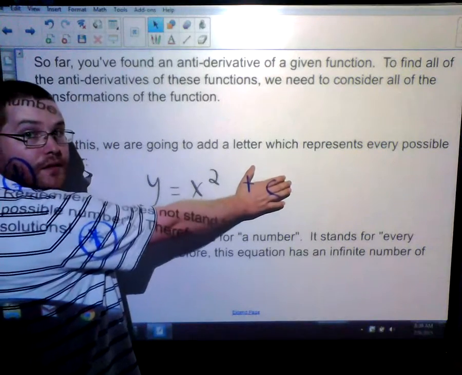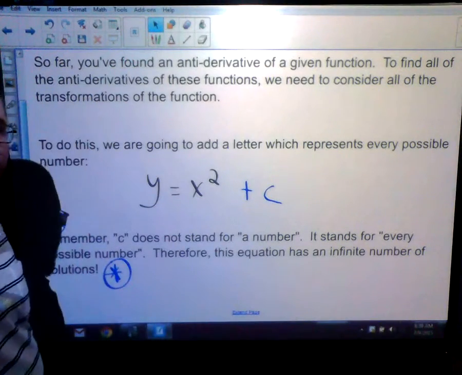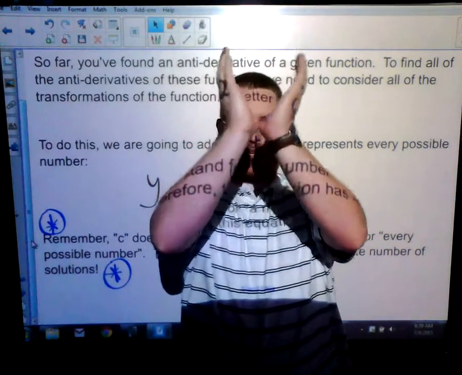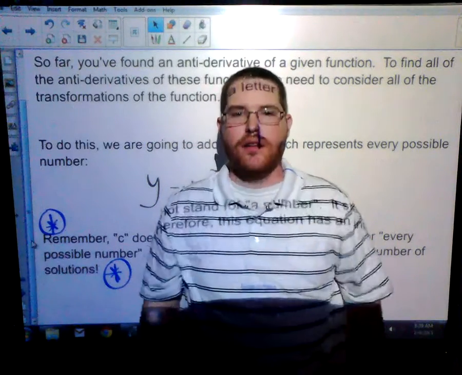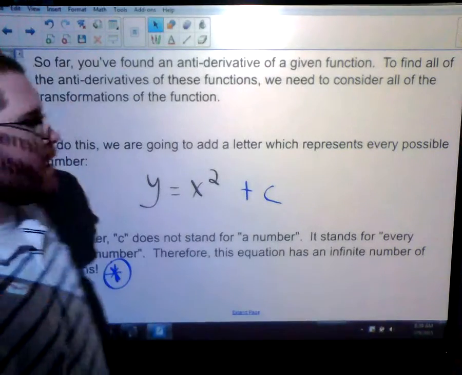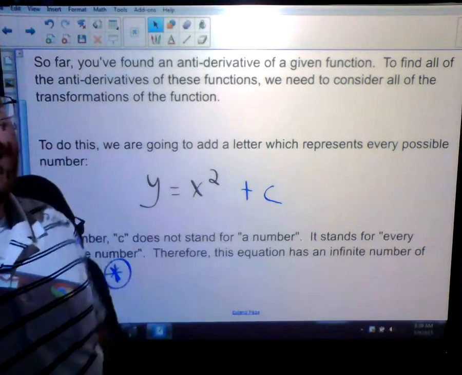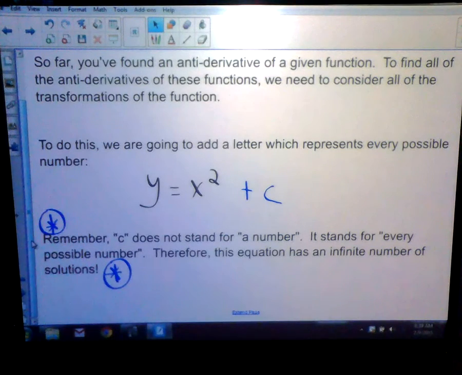The parabola that's moved up or down however far you want it. So it would be an infinite number of parabolas just stacked on top of each other like cups. Okay? All antiderivatives will have a plus c with them because you have to take into account every possible answer. Remember, plus c does not stand for a number, it stands for every number.